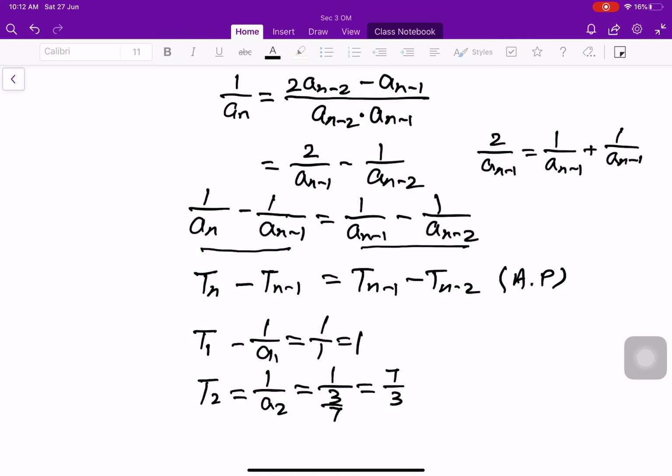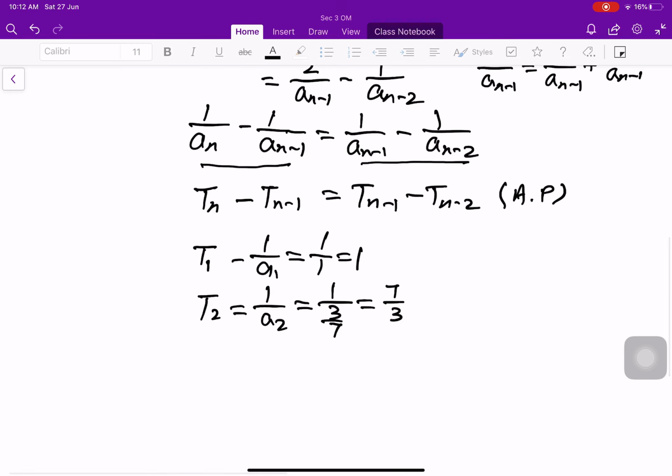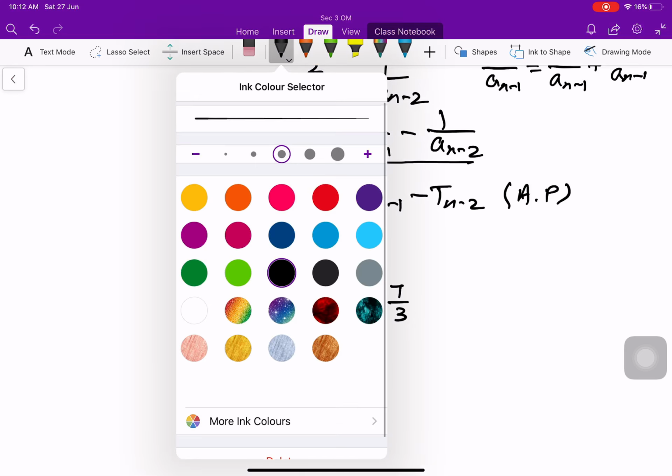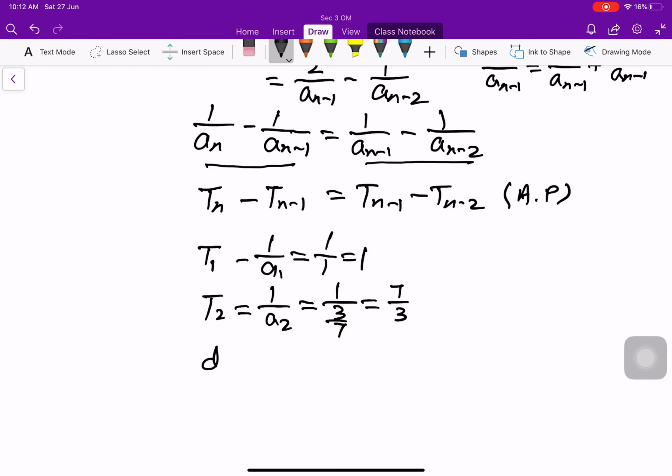Then in this case, we know that for an arithmetic progression, we need to look for the common difference. The common difference is actually T2 minus T1. Whether you use T2 minus T1 or T3 minus T2, they are all constant. That means the difference between the consecutive terms is a constant, and we say that this sequence is an arithmetic progression. Therefore, that will be 7 over 3 minus 1, and that will give you 4 over 3, right?